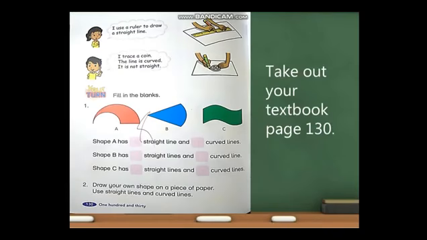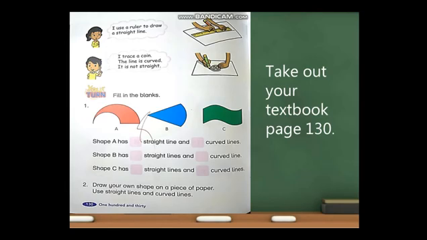Open your book, page 130. You can use a ruler to draw a straight line. And then you can trace a coin. The line is curved. It is not straight. So fill in the blanks. Number 1. You can see over there are 3 shapes, A, B, and C.